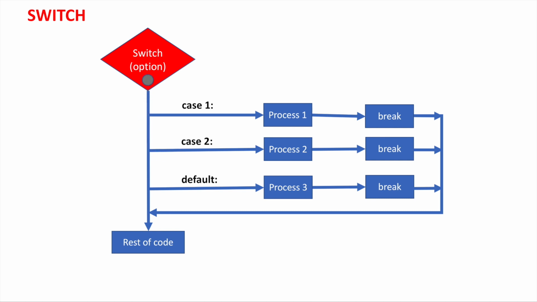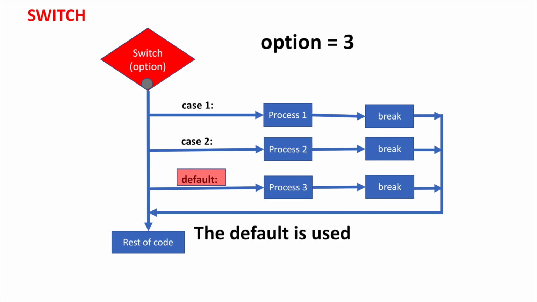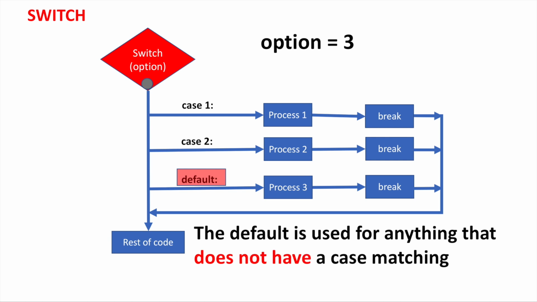Now in case the user enters a value that is not 1, is not 2, something different. So the user enters 3, for example, it's not case 1 or case 2, 5, 7, anything. In this case, it will go to the default and do process 3 and then break. So the default is used for anything that does not have a case matching its value. So anything different from 1 to 3 and the cases we have there.